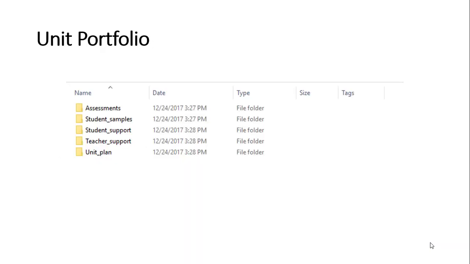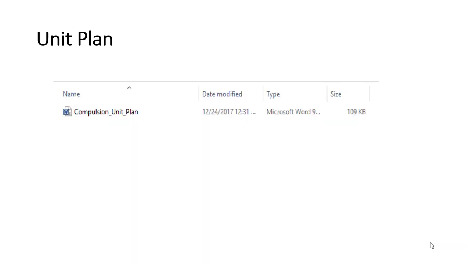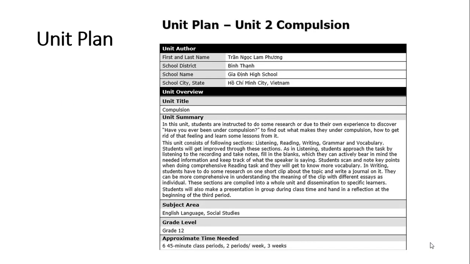Here is the unit portfolio, which consists of 5 folders: assessments, student sample, student support, teacher support, and unit plan. On top of that, the unit plan is demonstrated by unit overview, unit foundation, assessment plan, and unit detail. Now, let's get to know more detail of the unit plan. The first part of the unit plan is the unit overview. The title of the unit is Composition.